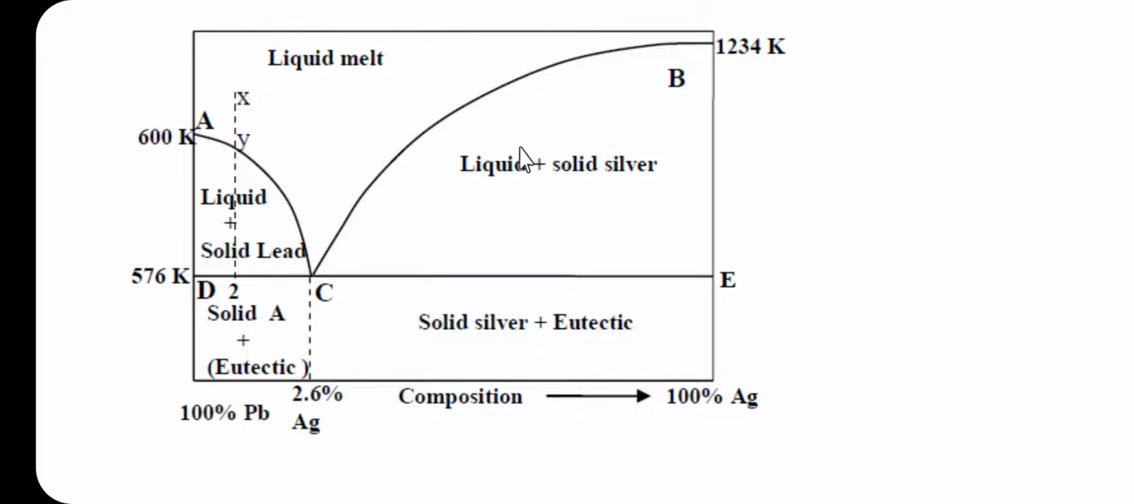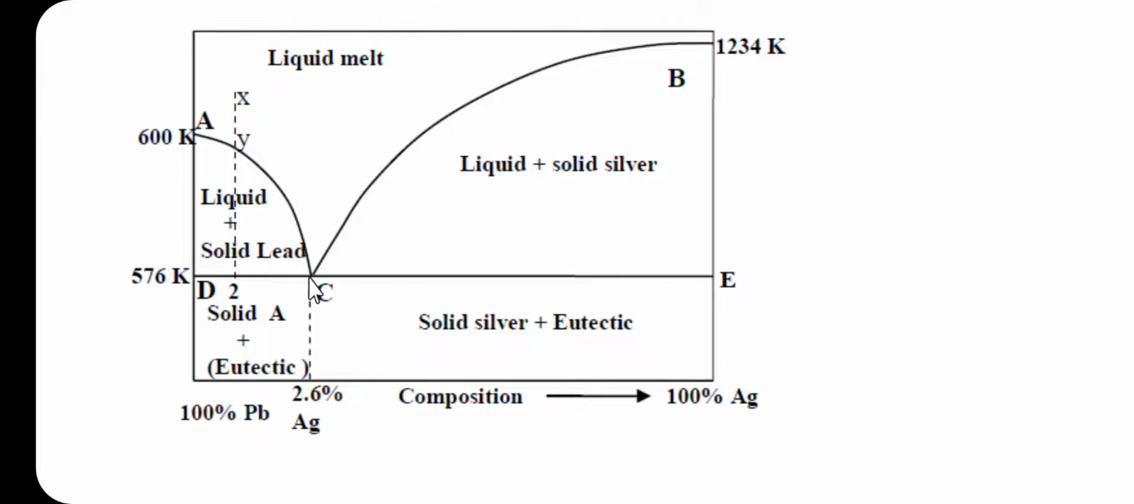Then let us consider the curve BC. This curve BC is the freezing point curve of the pure silver. Along the curve, two phases, solid silver and the liquid melt, are in equilibrium. Then the point C is called the eutectic point, and at point C three phases, solid silver, solid lead and their solution, are in equilibrium.